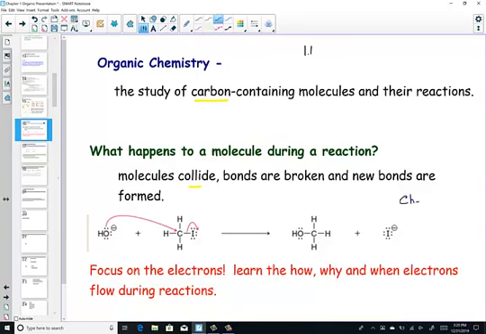So when we talk about a chemical change, we have new bonds that are forming and bonds that are breaking. And what's interesting in organic chemistry is we use these electron push arrows, always representing what's happening with the electrons. The heart of organic chemistry is tracking electrons and to learn how, why, and when those electrons flow during the reactions. Here we see an electron-rich oxygen in the hydroxide polyatomic ion.